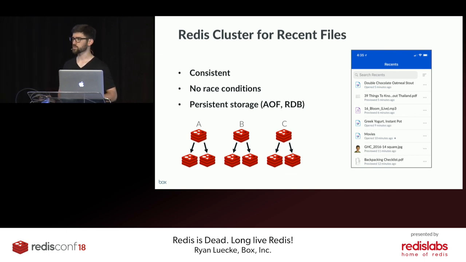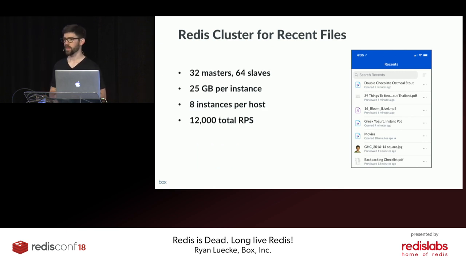Recent files was the first feature to be built on top of Redis Cluster at Box. And just to give some flavor, this cluster is 32 masters and 64 slave nodes. Each node is 25 gigabytes. And there are 8 instances per host. Because Redis is single-threaded, we get more bang for buck if we co-locate instances on a single host. And we are operating at peak at about 12,000 requests per second, or about 1 billion requests per day.